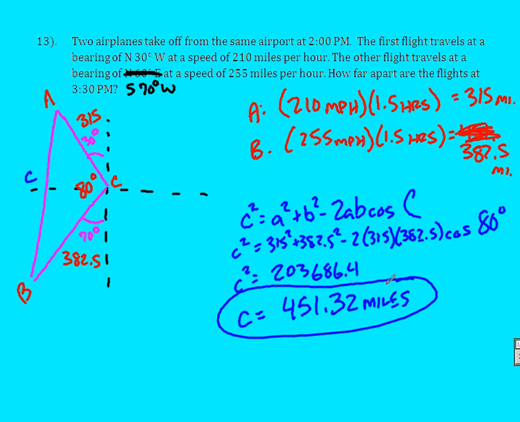And there you have it. There are your application problems. If you can do all these, with maybe the exception of 10B, you should be in good shape.